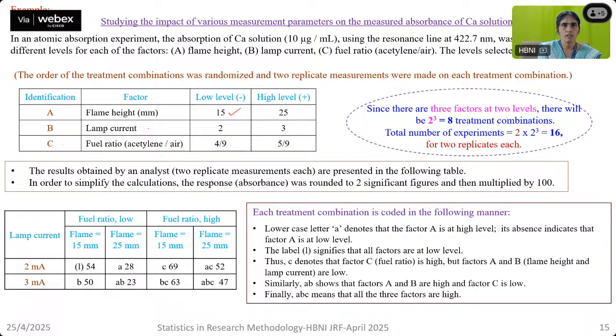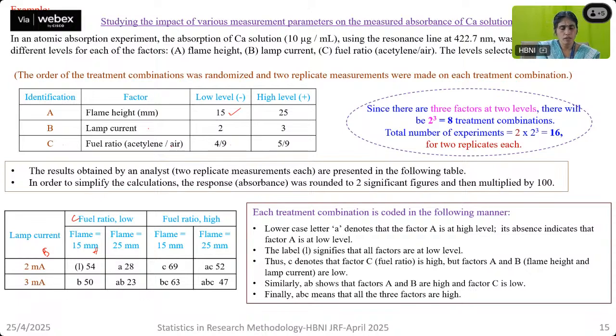So in brackets, a lowercase l is written. Flame height, fuel ratio, and lamp current are all the contributor factors. This is A, this is B, this is C. All A, B, C are low. Whenever a factor is at its low value, its letter is absent; if all the contributors are low, then you write a lowercase l, in order to indicate that it is a lower value of all the factors.